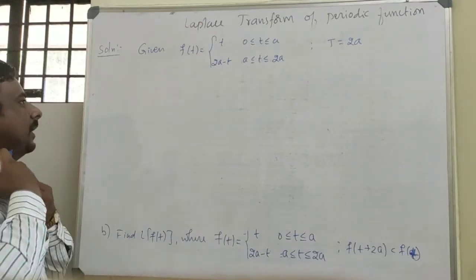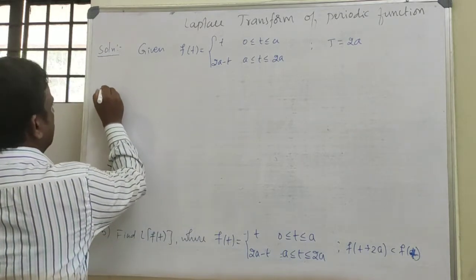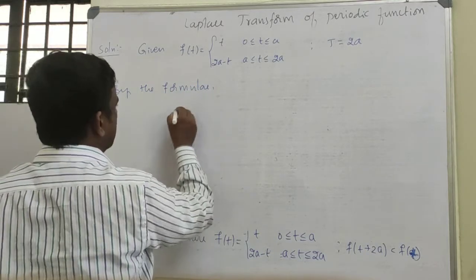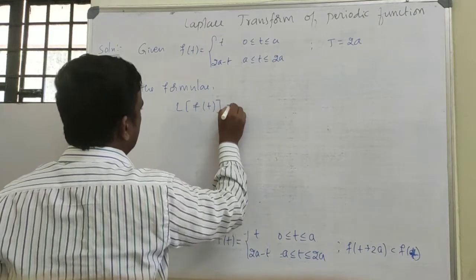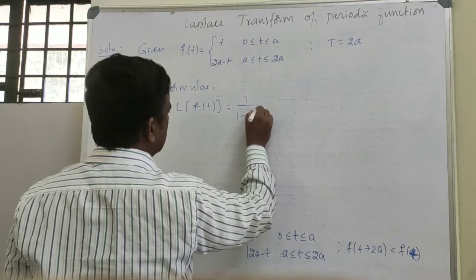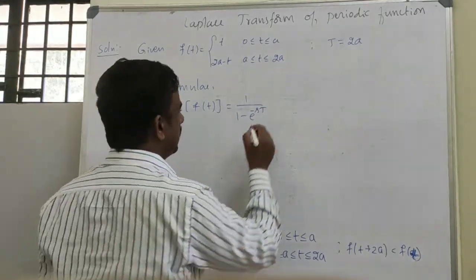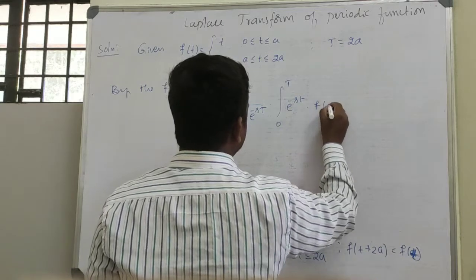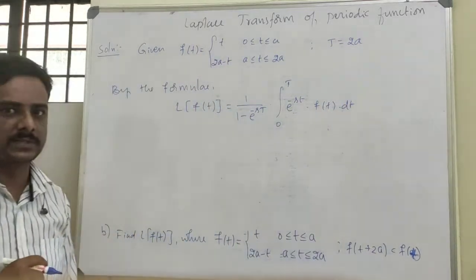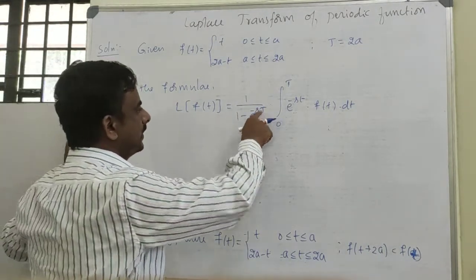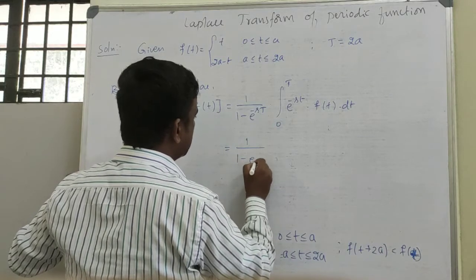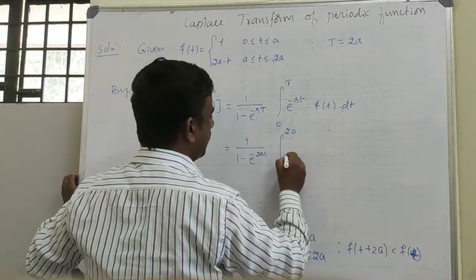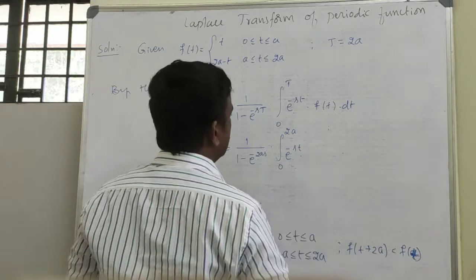So by applying the formula, I have Laplace transform of f of t equal to 1 divided by 1 minus e power minus s into capital T, into integral 0 to capital T e power minus st f of t dt. So this is the formula to find the Laplace transform of f of t. Now substituting for capital T, I will get 1 divided by 1 minus e power minus 2as into integral 0 to 2a e power minus st f of t dt.